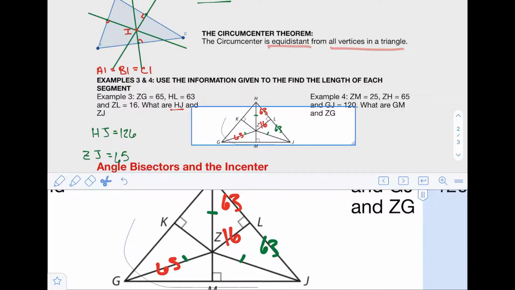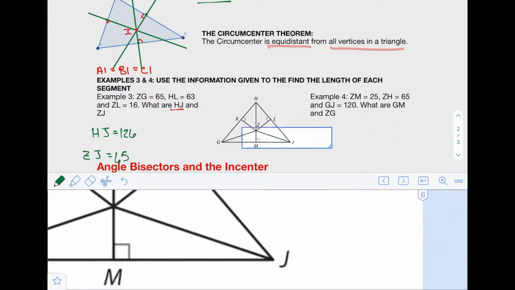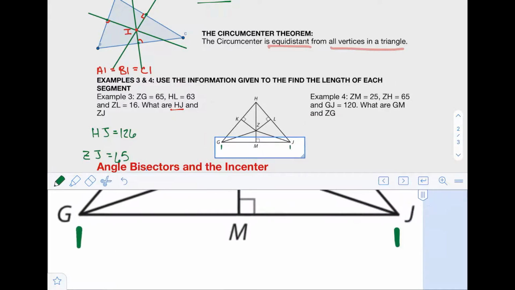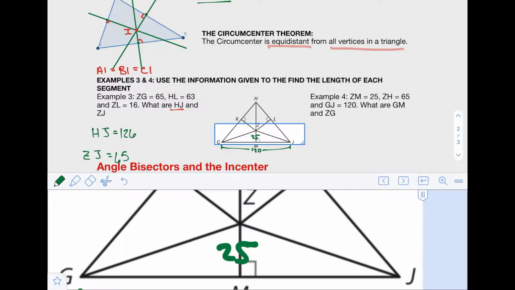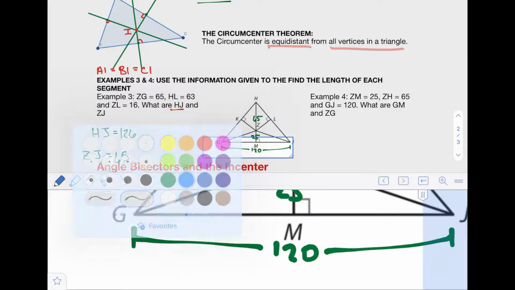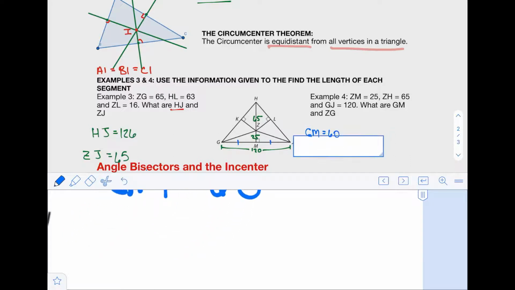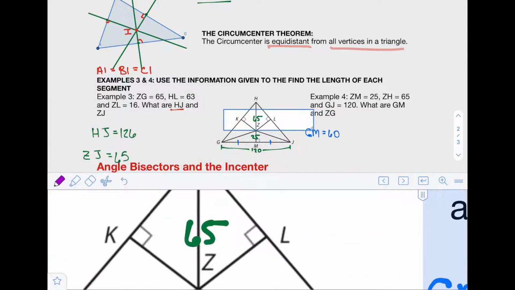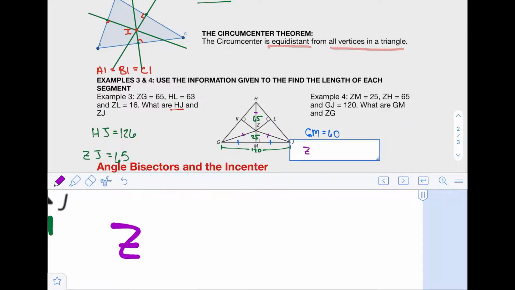Let's check out another one. In this next example, we'll fill in new numbers. If ZM is 25, ZH is 65, and GJ is 120. Well, GJ being 120 and M has to be the midpoint because, again, ZM is a perpendicular bisector. So GM is 60. MJ is also 60. Now, we touched on this idea on the last problem. If Z is the circumcenter, it's the same distance from each endpoint. So if ZH is 65, then ZG also has to be 65.